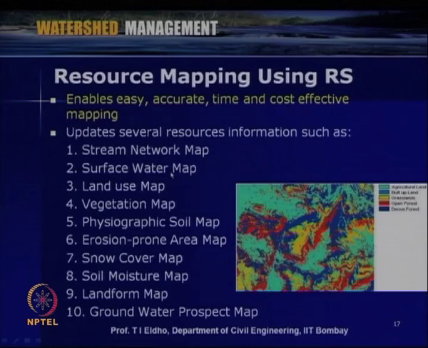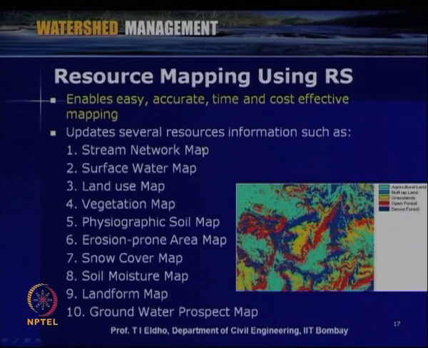And remote sensing updates several resources information such as a stream network map within the watershed, surface water map, land use map, vegetation map, physiographic soil map, then erosion prone area map, snow cover map, soil moisture map, then landform map, groundwater prospect map.